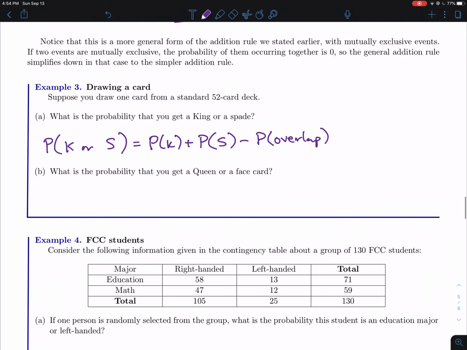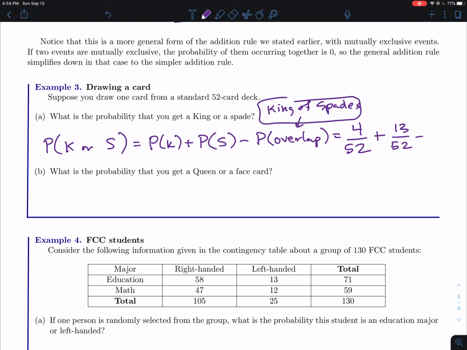So when we go back, this one does have overlap, and in fact the overlap is the king of spades, which means there's just one of those. There's one card. So when we do our overlap, the probability of a king is 4 out of 52, plus the probability of a spade is 13 out of 52, and then we want to minus this one overlapping card, so we're going to get minus 1 over 52 in this case.